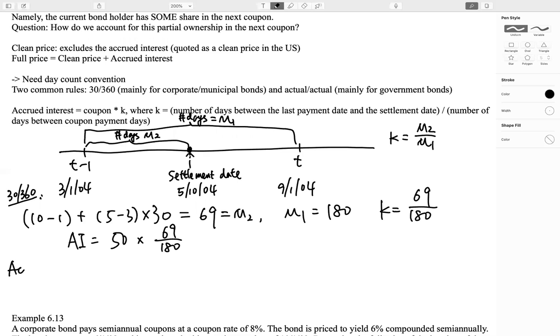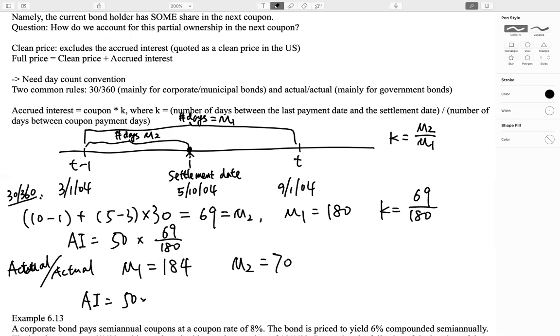But if you want to use actual, so actual. We need to count how many days between March 1st and September 1st. Actually, there are 184 days, 4 days more than the previous rule. And you need to count how many days between March 1st and May 10th. There are 70 days. So there will be some slight difference, right? It's not huge, but nevertheless, it's important to know they are not the same. Okay. That's how we calculate the accrued interest.